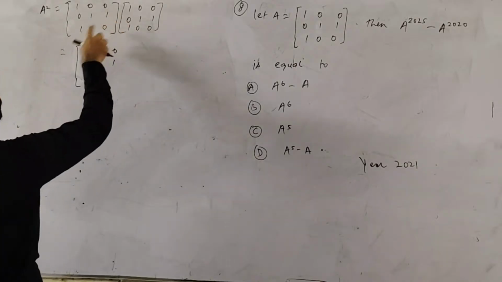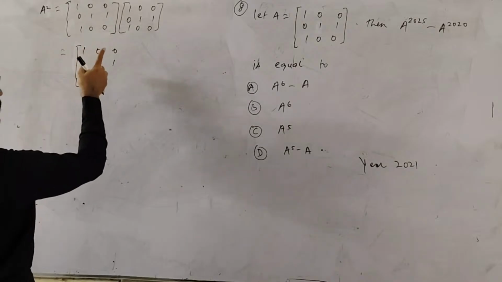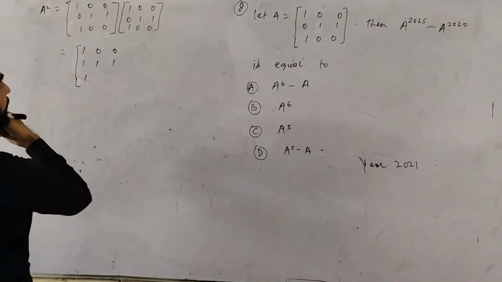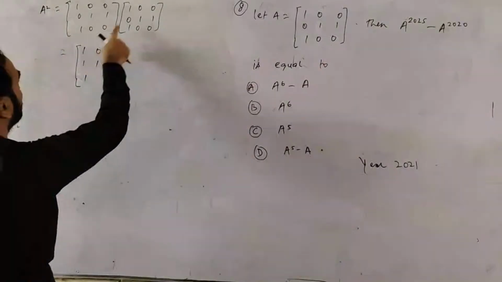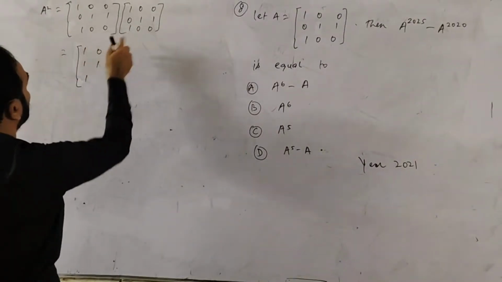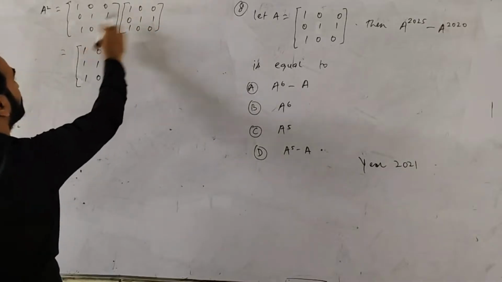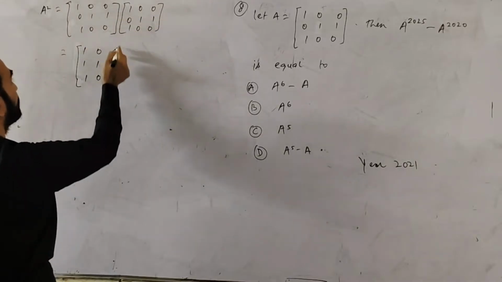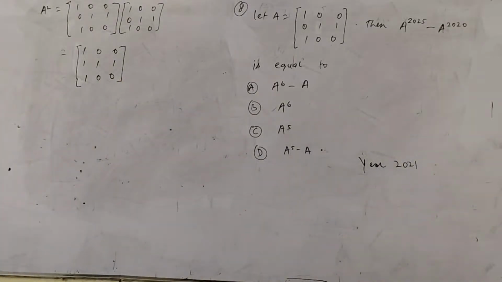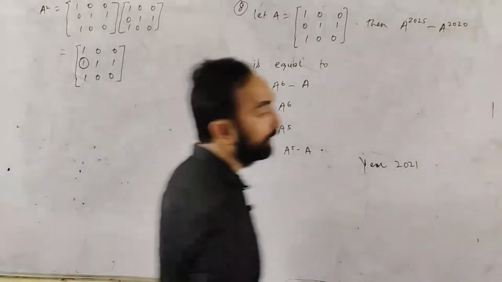Third row, first column. 1, 0 and 0. So this will be 1. Third row, second column. This will be 0, 0 and 0. So this will be 0. And third row, third column. 0, 0 and this will be 0. Okay, so now observe what is the change we had. The only change is on A to 1. The only change we have is in A to 1.